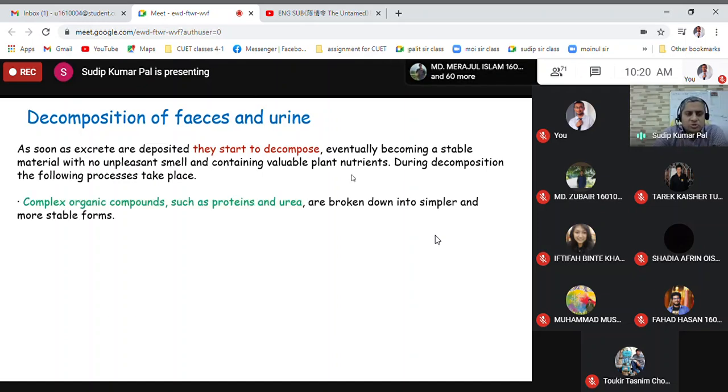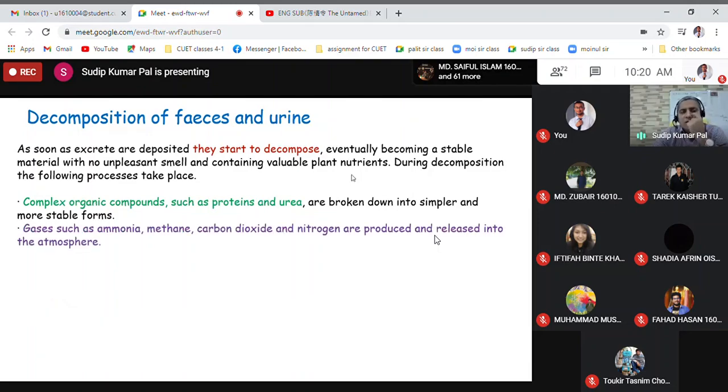For example, complex organic compounds such as proteins and urea break down into simpler and more stable forms. For example, some of the proteins are organic compounds, like C6H12O6, or aminoacetic acid. There are a lot of proteins. It's quite complicated, and through the process of metabolism it breaks down into simpler and more stable forms so that it can be taken care of by natural or biological processes. So this is one of the things.